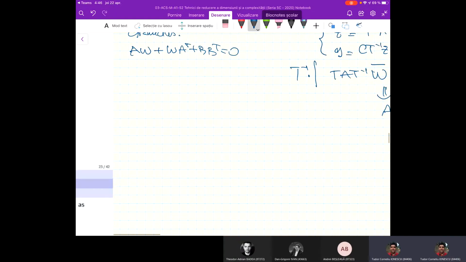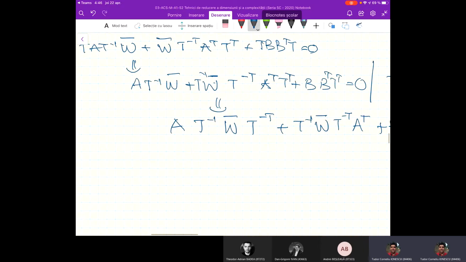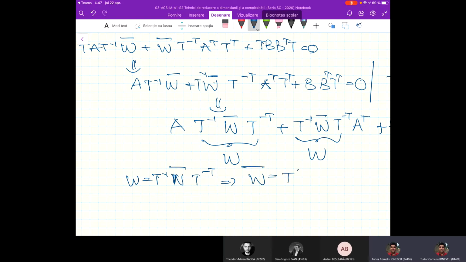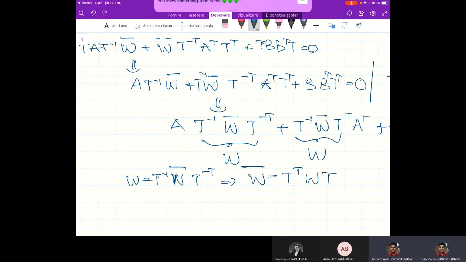But this is this equation, because they are identical. They are unique. So this is W. So W is T inverse W bar T minus transposed. Hence, W bar is T W T transposed.